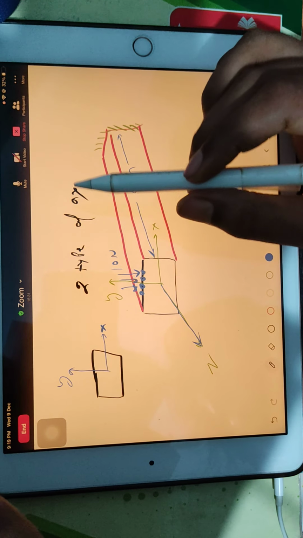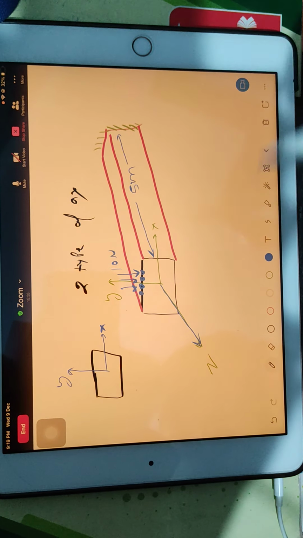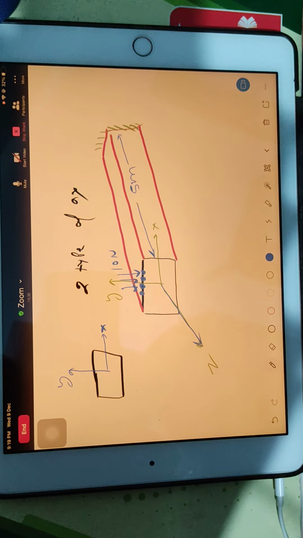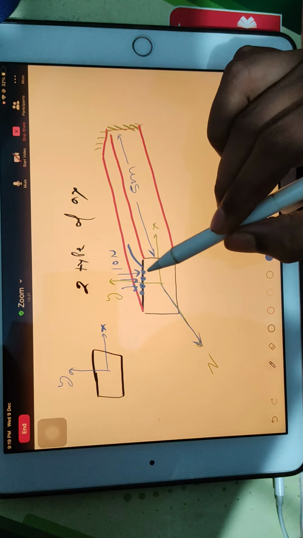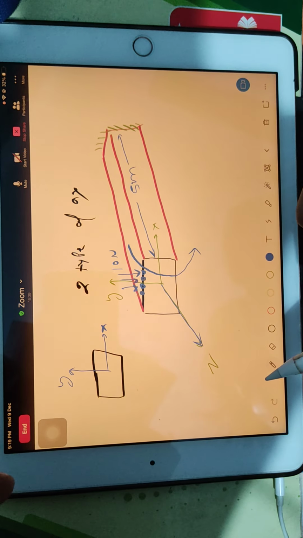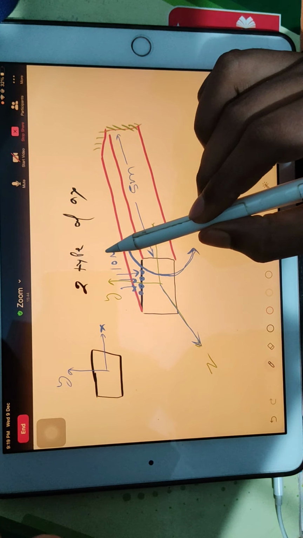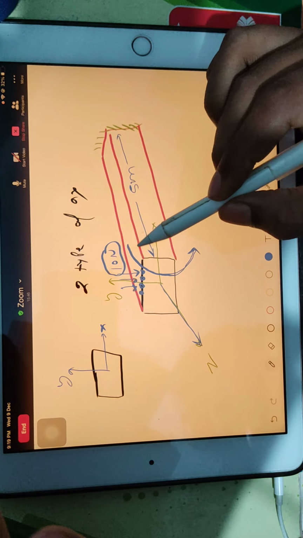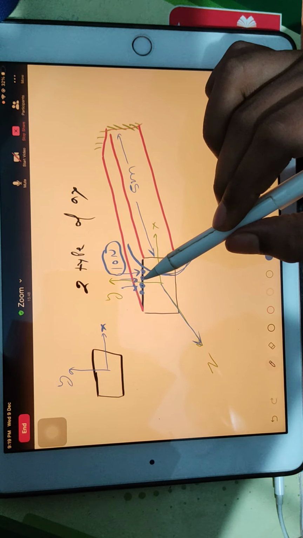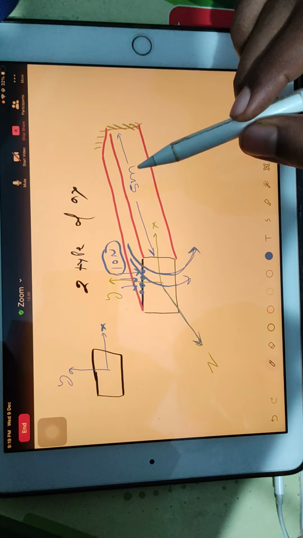Our job is to understand Ixx. If you want to find Ixx, then your beam must bend about x-axis. So if beam is bending about x-axis, it means what? You have to apply load in such a way that beam should go down like this. Okay, next.